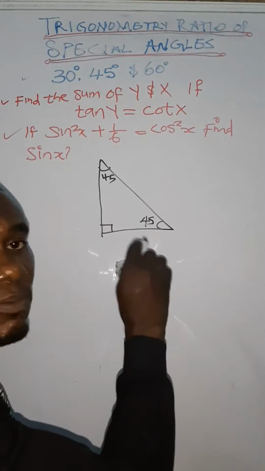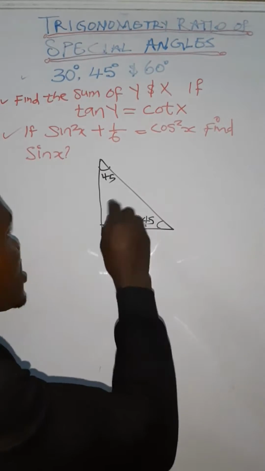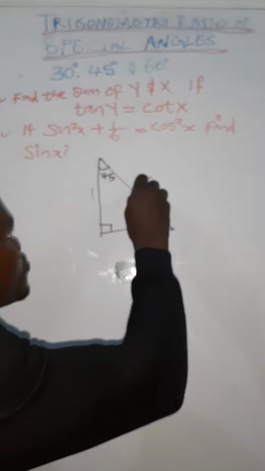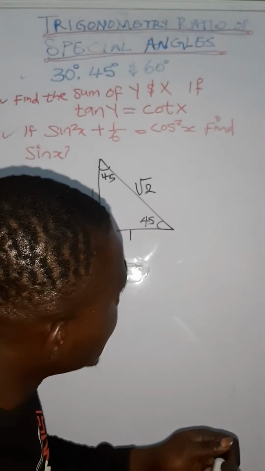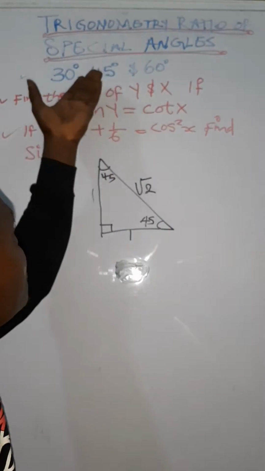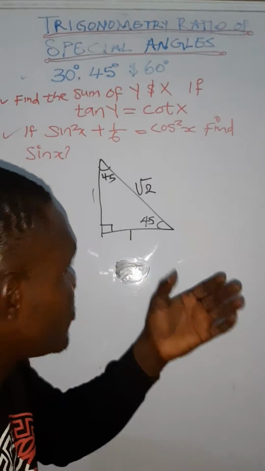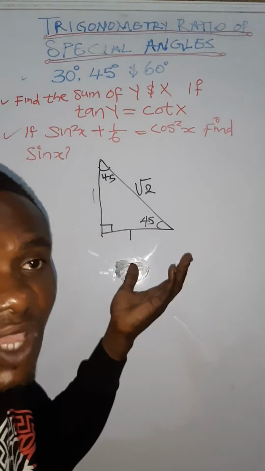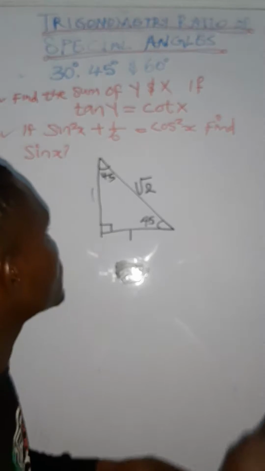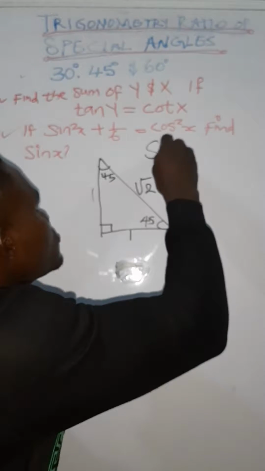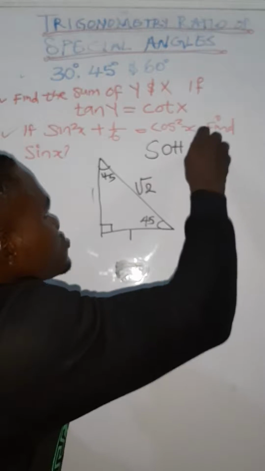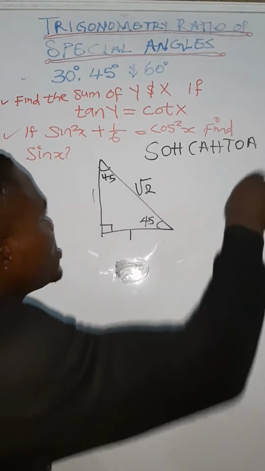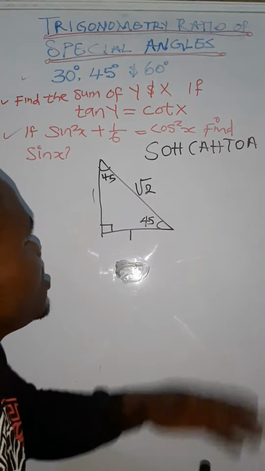So you just have to memorize this triangle, of which here is 1, you have 1 here, and here is root 2. Now, how do you bring out these special angles from here? And don't forget, when you want to deal with this, you have to remember what is called SOH CAH TOA. So I'm going to be using this in dealing with each of them.